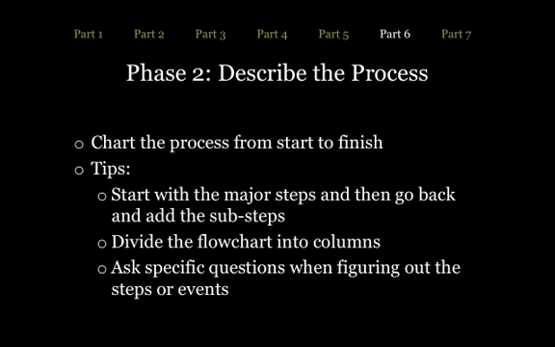The second tip calls for the division of the flowchart into columns. By doing so, the user will be able to identify when different departments are responsible for each step in the process. The third tip suggests 3 questions for the user to ask when figuring out the steps of events, and they are as follows. First question, who provides the input for the step, and who uses it? Second question, what is done with the input, and what decisions are made while the input is being used? Third question, what is the output to this step, and who uses it to do what?